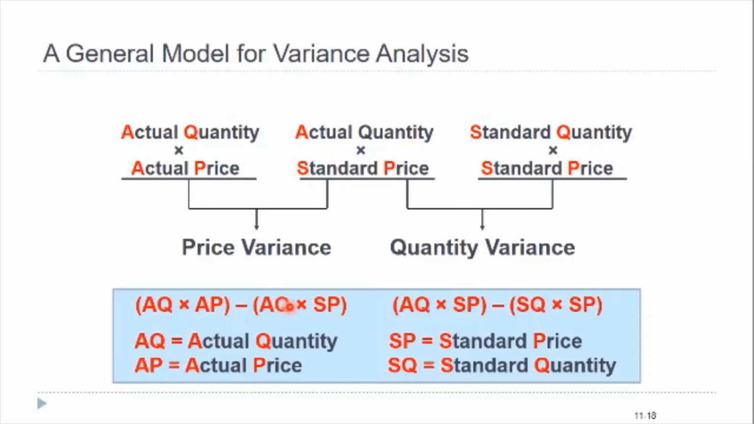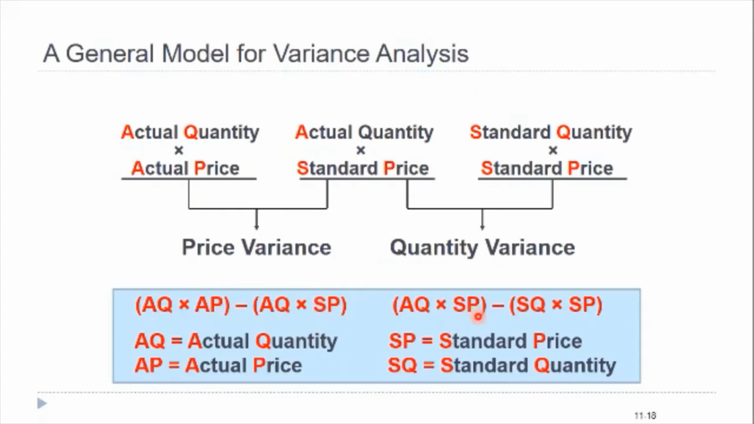Now in this equation, here in this expression, you can take out the common factor AQ, and we can leave the other two inside the bracket, right? So you'll get AQ outside the bracket and AP minus SP inside the bracket. So it shows you that the price variance is the difference really between the actual price and the standard price.